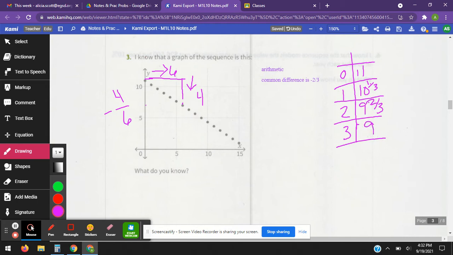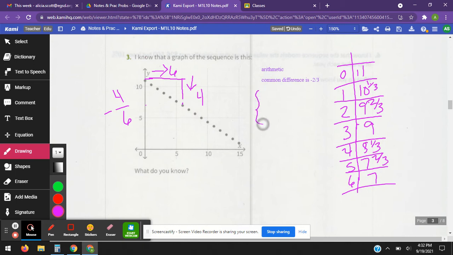Okay, so I've come up with kind of my sequence on here. And actually, we'll just go ahead and do a couple more. It's always good to do. Because we said 6 was right at 7. So this would be 8 and 1/3, 7 and 2/3, and so on.